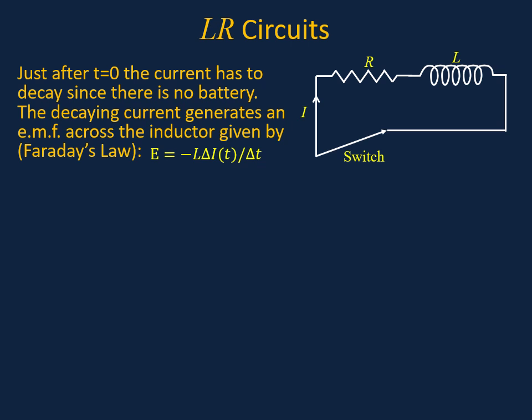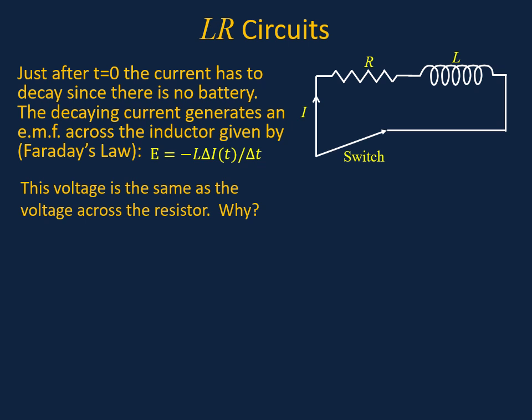So the EMF clearly is proportional to L. The larger the inductor, the larger the EMF. And of course, it's also proportional to delta I over delta t, that's the rate of change of the current. But the question is, how do we know what the rate of change of the current is? To answer that, we're going to go through this little exercise.